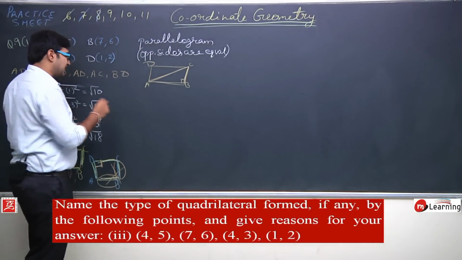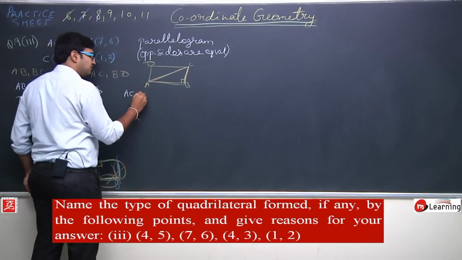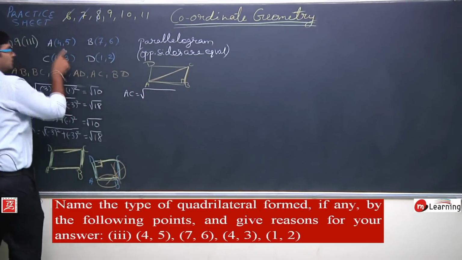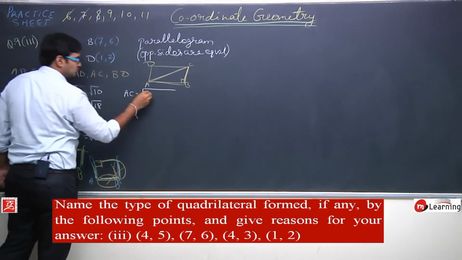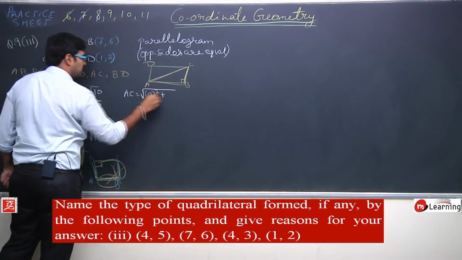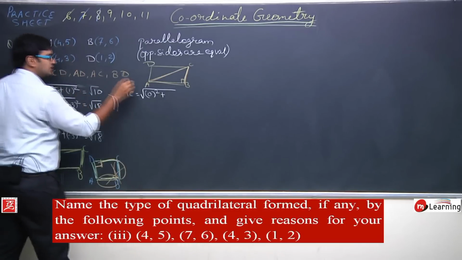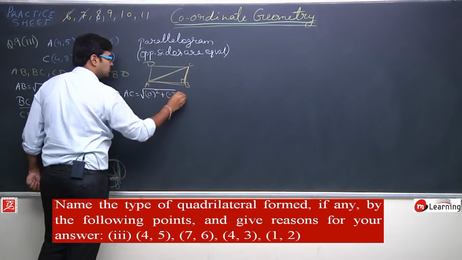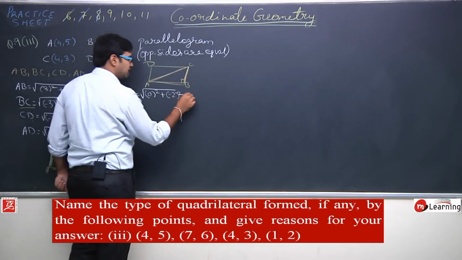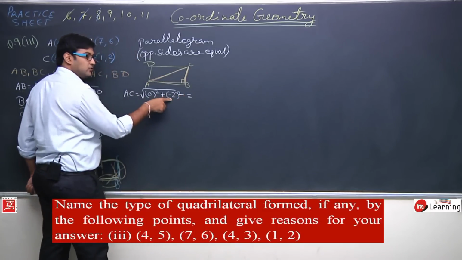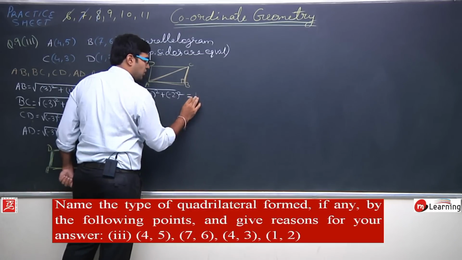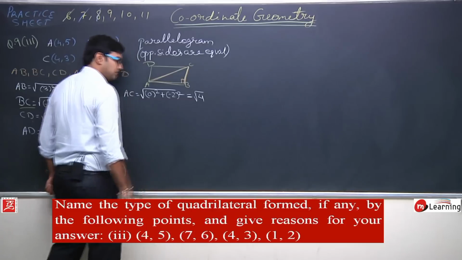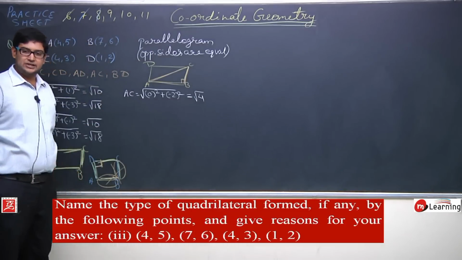So what is the length of AC? Let us calculate the length of AC. AC will be equal to the square root of, this is x1 y1 x2 y2, so x2 minus x1 is 0 squared plus y2 minus y1 is minus 2 squared. So this will give you 0 plus 4, that is 4. So square root of 4 will give you 2, or let us write it as square root of 4 only. This is the length of AC.